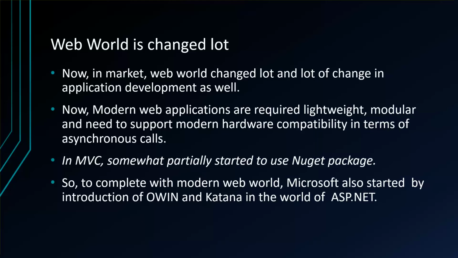This coupling between the web server and ASP.NET was partially resolved in MVC, the world of MVC. They made partial DLLs, partial libraries, which we can get on the fly from NuGet. But there is still a problem if you are still using ASP.NET applications and the ASP.NET runtime. So to compete in the modern web world, Microsoft started by introducing the OWIN and Katana architectures in the world of ASP.NET to decouple the web server from the runtime. We'll see how Microsoft implemented this OWIN and Katana architecture.